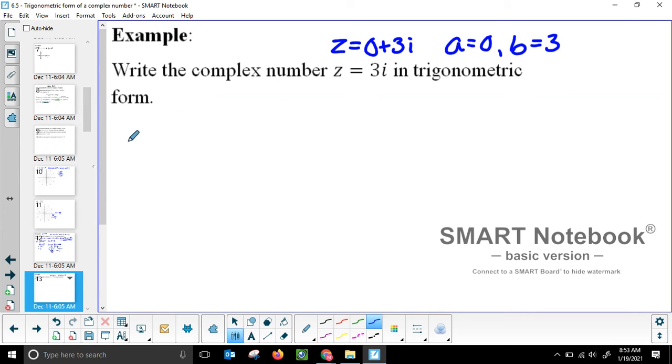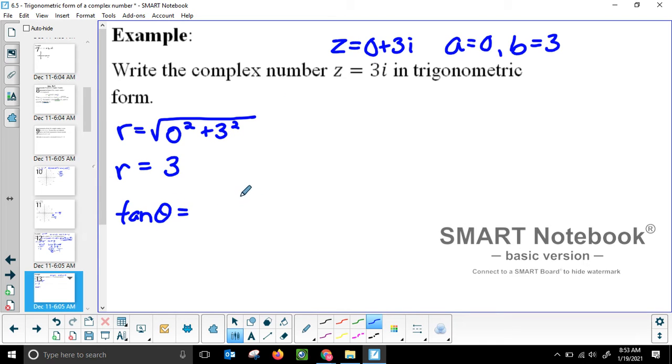So my r is going to be equal to the square root of 0 squared plus 3 squared. That's 0 plus 9. The square root of 9 is just 3. So r is equal to 3. Again, we know that tangent of theta is equal to b over a. So this is going to be 3 over 0, which again is undefined.